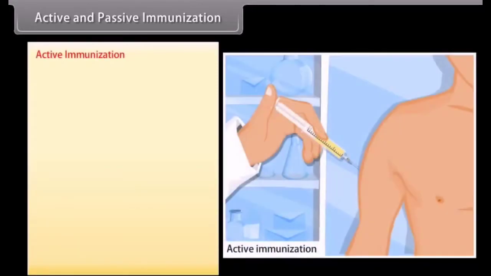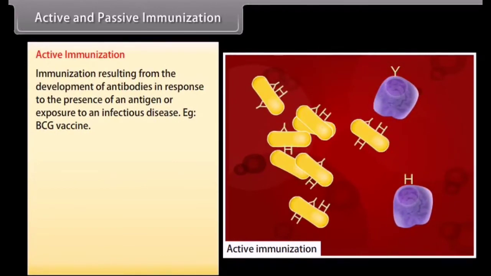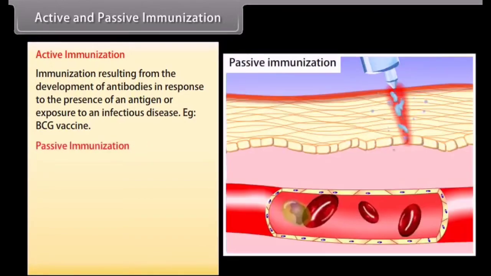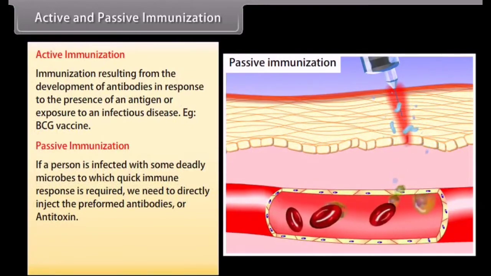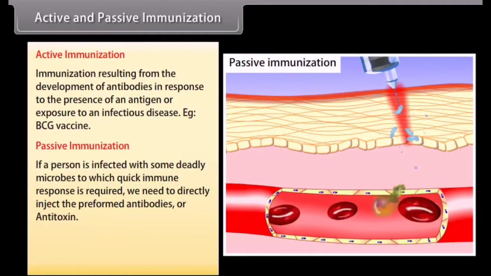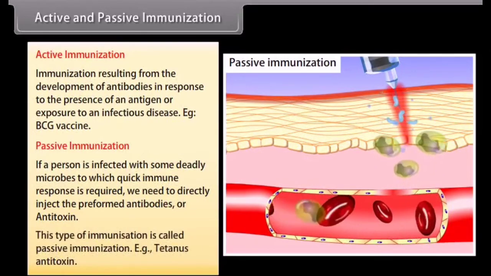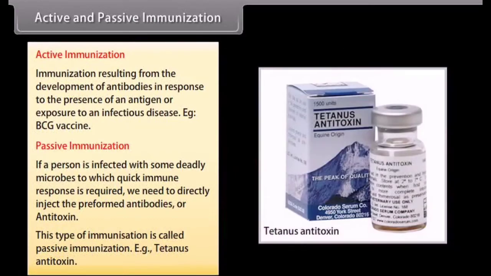Active and passive immunization. Active immunization: immunization resulting from the development of antibodies in response to the presence of an antigen or exposure to an infectious disease. Example, BCG vaccine. Passive immunization: if a person is infected with some deadly microbes to which a quick immune response is required, we need to directly inject the preformed antibodies or antitoxin. This type of immunization is called passive immunization. Example, tetanus antitoxin.